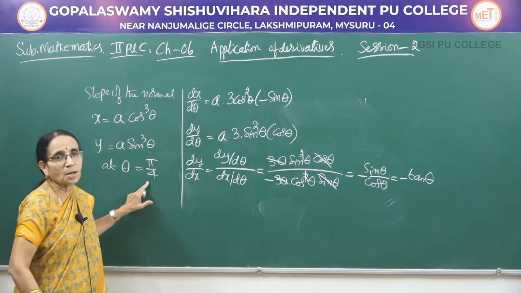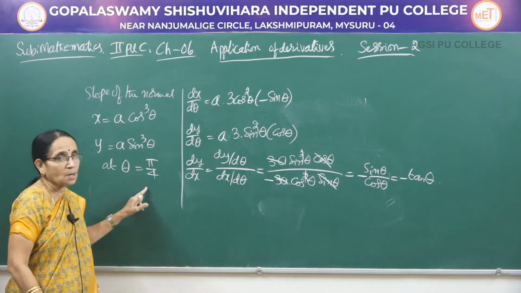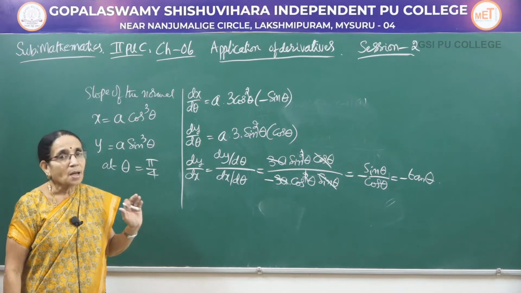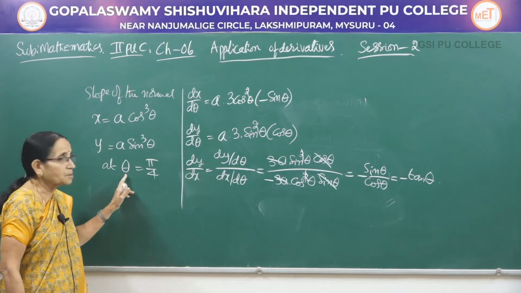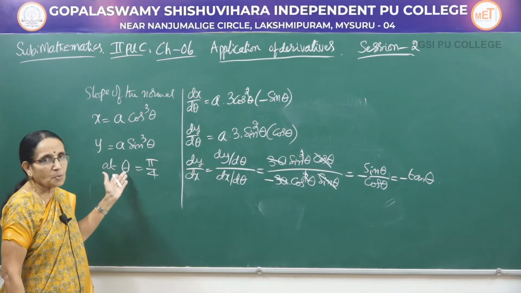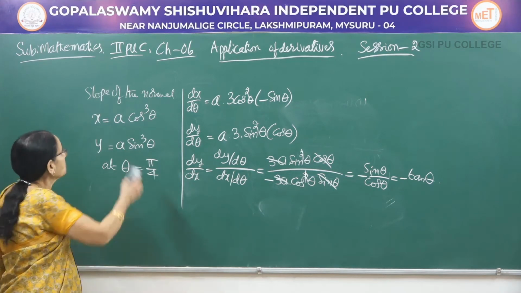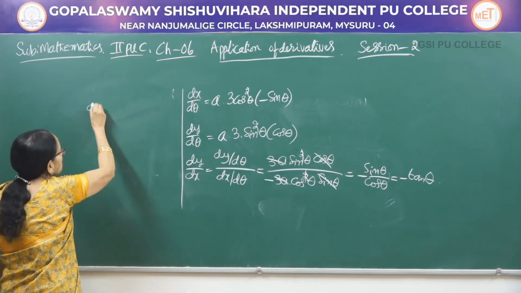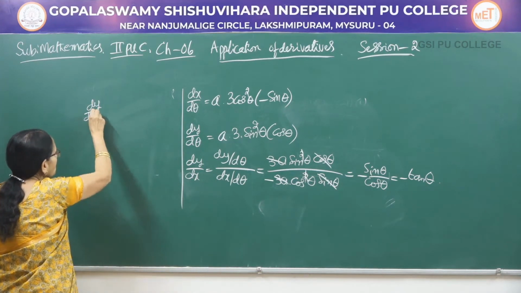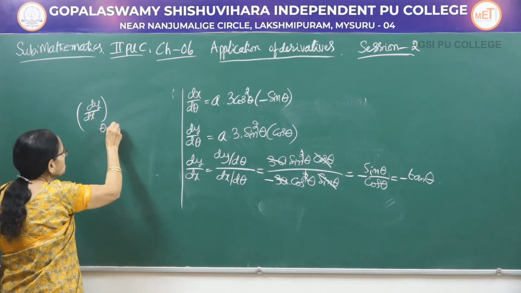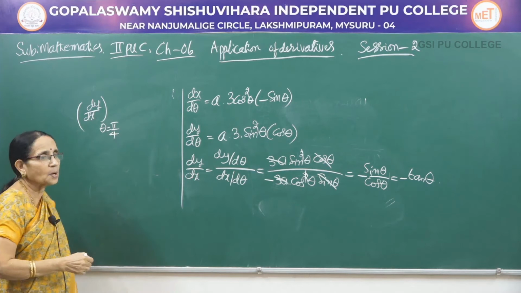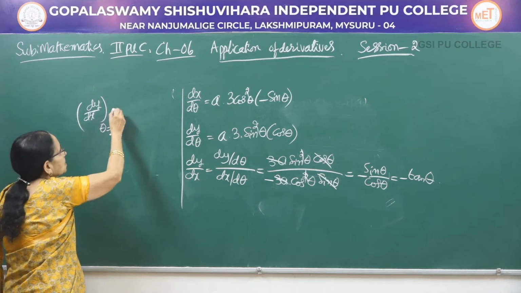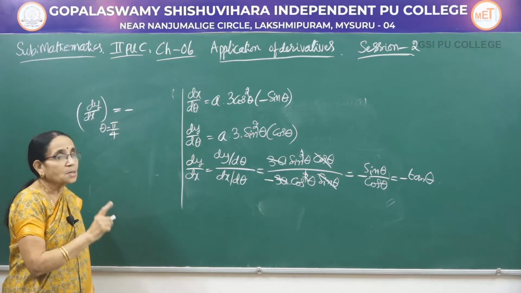Now, at what point do you have to calculate? The value of theta has been given. See, in the earlier two problems, I had given you x equal to 10, x equal to 2, like that. The x value was given. Now, here, because theta is the variable with respect to which we have differentiated, the value of theta has been given to us. Therefore, write dy by dx at theta is equal to pi by 4. How do you read this one? Dy by dx at theta equal to pi by 4. That is the procedure. It is equal to minus tan theta.